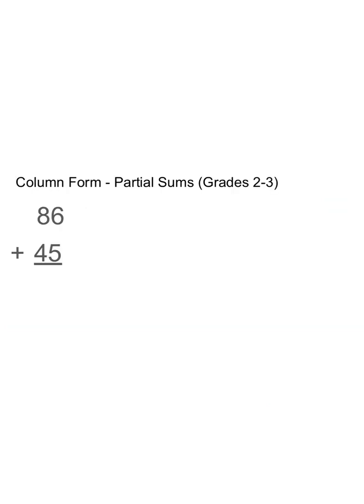Okay, partial sums. After they've practiced expanded for weeks and after they've practiced horizontally adding it, then we can do partial sums because it's the exact same strategy. All we're doing is adding the columns together. So first add 80 plus 40 and get 120. Then add 6 plus 5 and get 11.